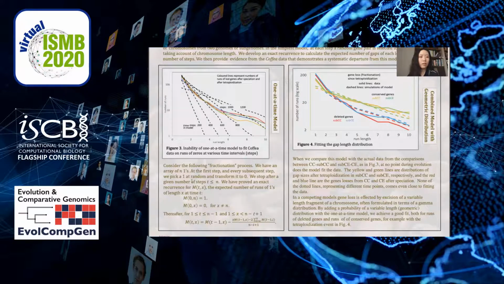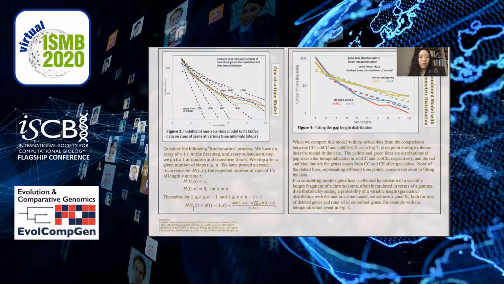We use m_t(x) as a notation for the expected number of runs of ones of length x at time t. This is a proved equation for the recurrence of m_t(x). This equation explains how we gain and lose run lengths.